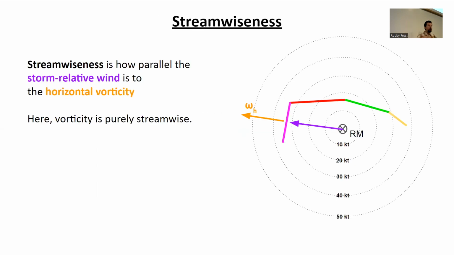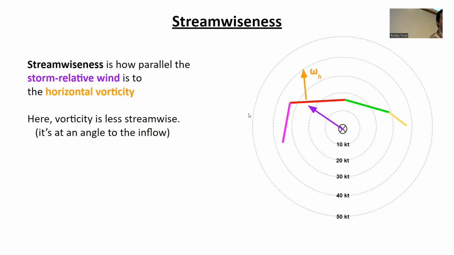Streamwiseness is how parallel that storm-relative wind is with the horizontal vorticity. In this case, right, we're parallel. Our storm-relative inflow is parallel to our vorticity. This is purely streamwise vorticity, so we could say this is high streamwiseness. Here, this vorticity is a lot less streamwise, right? We're at an angle.